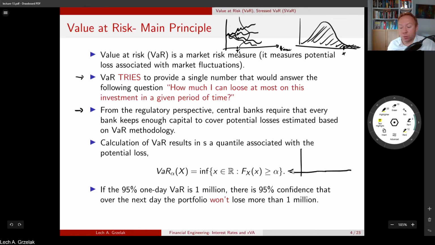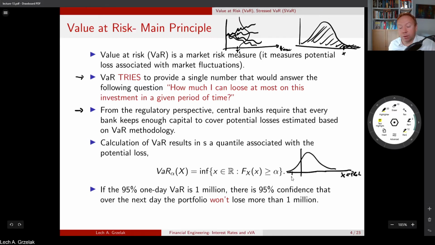We have a distribution of profit and loss. Of course, it could be positive, could be negative. Of course, we would like to be more on the positive side. So this is profit and loss, and this is our x. We are looking for alpha such that the CDF at this point x, that is the infimum, is bigger than this alpha.